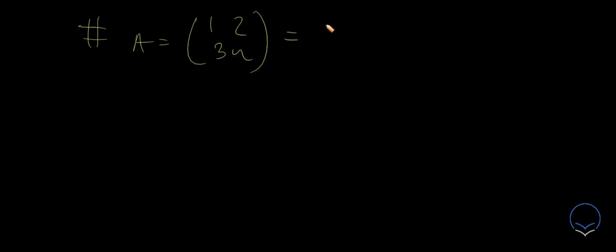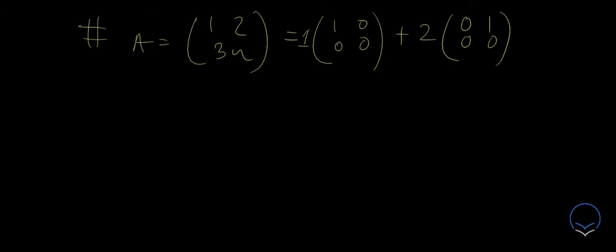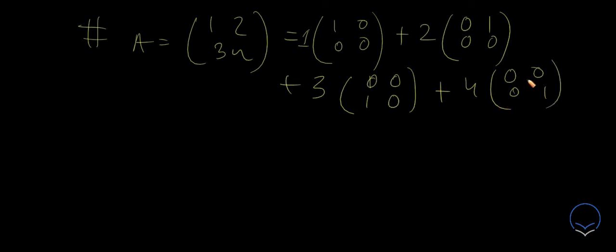And I can actually decompose this matrix into the following. I can write 1 over here, and I can write 1, 0, 0, 0. Then I can write 2 times 0, 1, 0, 0. I can write 3 times 0, 0, 1, 0. And I can write 4 times 0, 0, 0, 1. This is just a decomposition, nothing else. And if we recall our index notation, we could have written this matrix's components as Aij, right? The component.